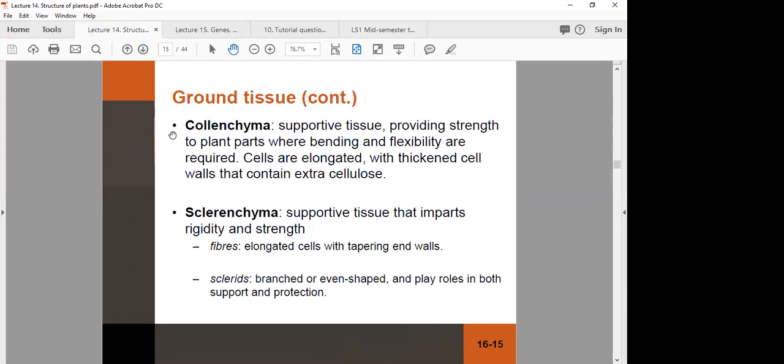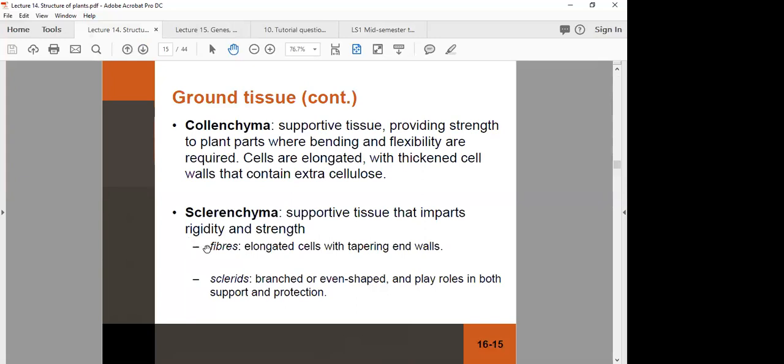Right, collenchyma, ground tissue. This is supportive tissue, providing strength to plant parts where bending and flexibility are required. Sclerenchyma tissue. This is also supportive tissue that imparts strength, but rather than flexibility, it imparts rigidity.